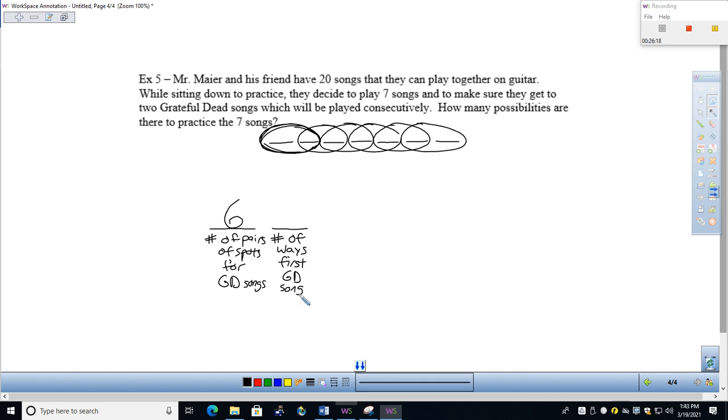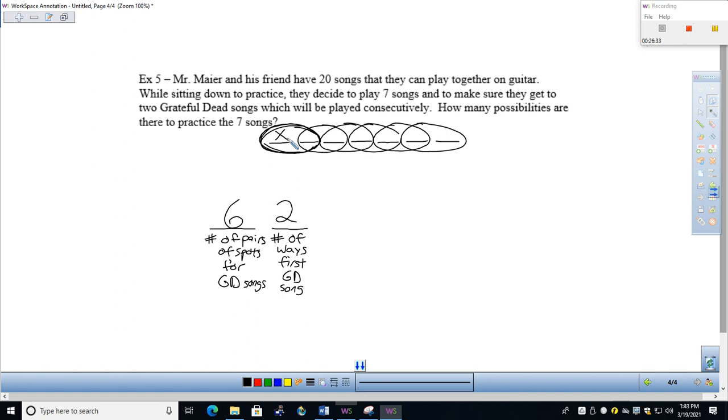So I just shortchanged that in my writing here, but basically I look at this slot now and I know that one of the 2 Grateful Dead songs has to be in that particular slot. So there are only 2 possibilities for that particular slot. So what I do is I write my 2, and I'm going to go ahead and put a little X there because now that's taken care of. Okay, so it could have either been the first Grateful Dead song or the second Grateful Dead song.